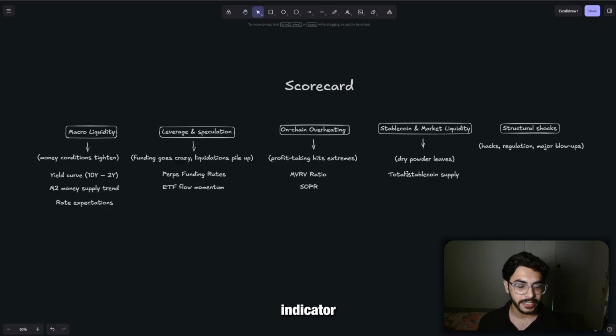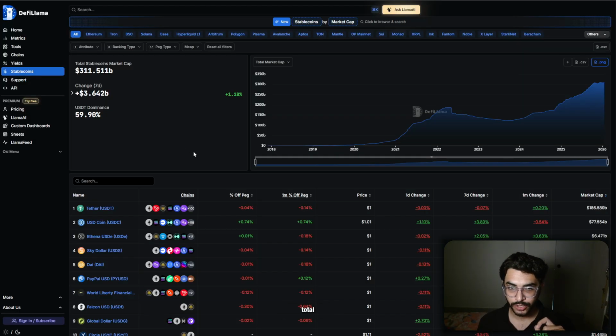The first indicator is going to be total stablecoin supply, and to track this, you can use DeFi Llama's total stablecoins market cap chart. Currently, the total stablecoin supply sits at over $300 billion, and this has gone up by close to $3.5 billion in the previous 7 days. So what should you watch here?